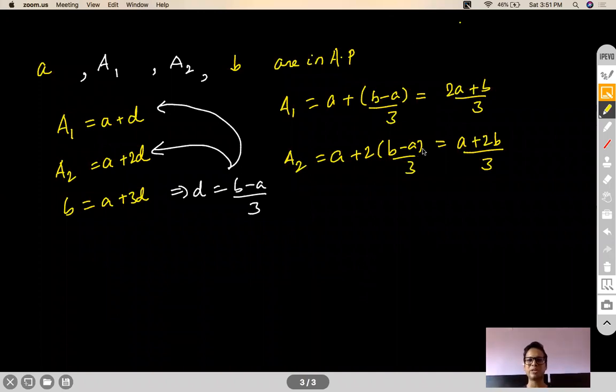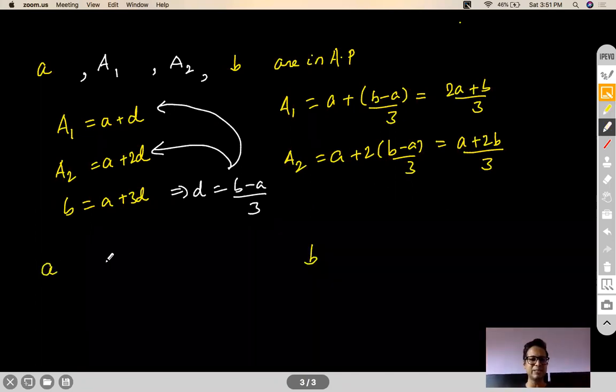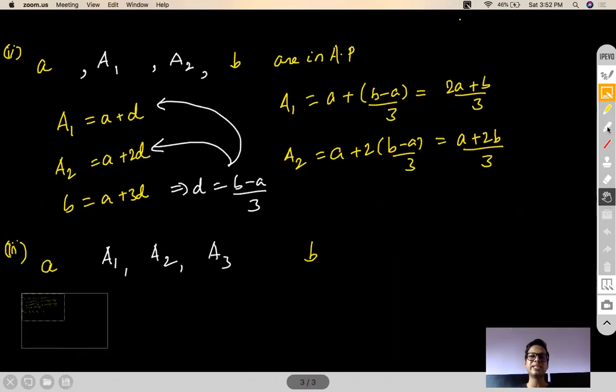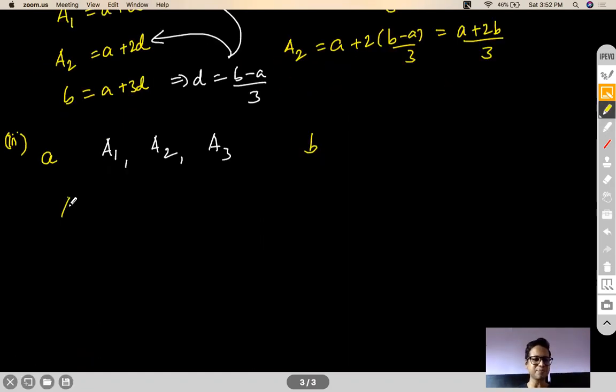So this is a question to Pranav. Let's say between A and B, I'm inserting 3 arithmetic means, A1, A2, and A3. Now, without doing anything, let me write this as the third case. Without doing anything, can you give me the value of A1, A2, A3 directly? What is A1, A2, A3?